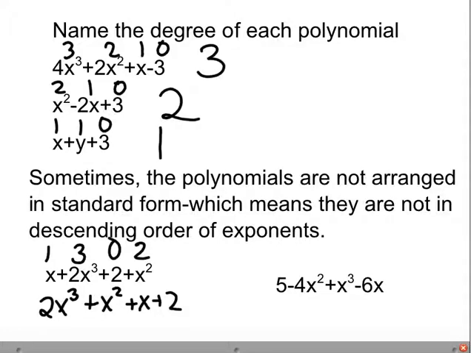So we put them in order, saying 2x cubed should go first, and then plus x squared plus x plus 2. So descending order. Similarly, we're going to start this next one out with x cubed, that's the highest degree, minus 4x squared, that's next, minus 6x, and plus 5. All right, degree from highest to lowest is the standard form of any polynomial.